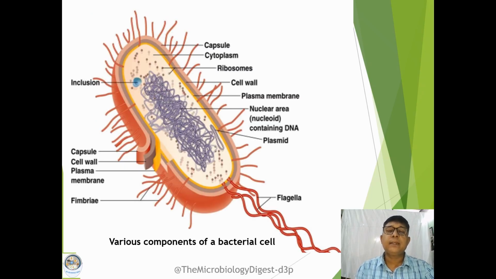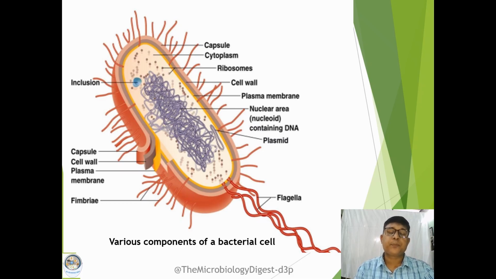Now here, this is the typical diagrammatic illustration of a bacterial cell. As we have divided into three different parts, first is the capsule. This is the outer layer. It is not a universal component of bacteria; in some organisms it is present. This is the capsule, or sometimes it is called the glycocalyx.